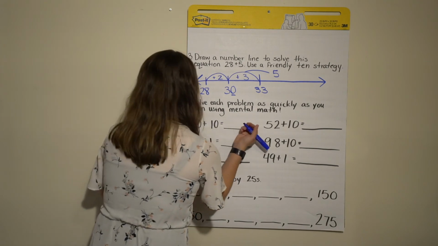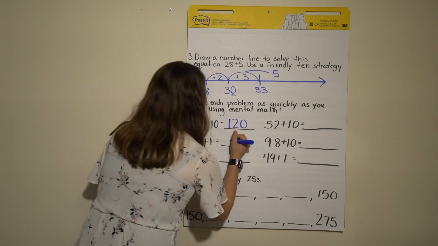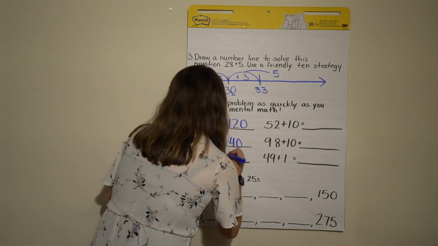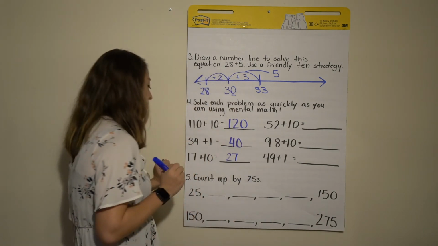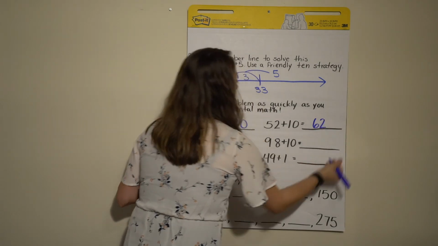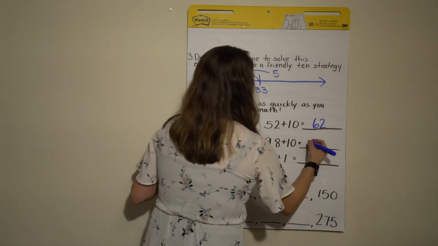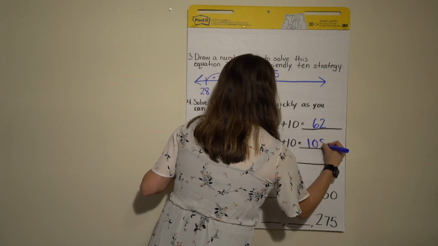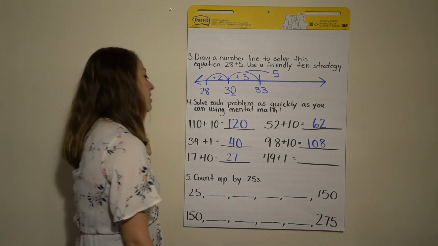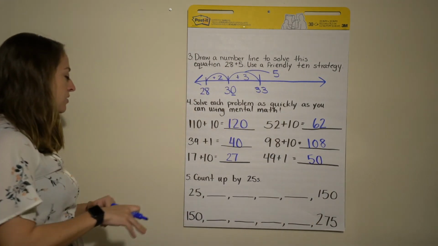Okay. 110 plus 10 equals 120. 39 plus 1 equals 40. 17 plus 10 equals 27. 52 plus 10 equals 62. 98 plus 10 equals 108. 49 plus 1 equals 50. I'll leave this up for a second in case you need to look at it again.